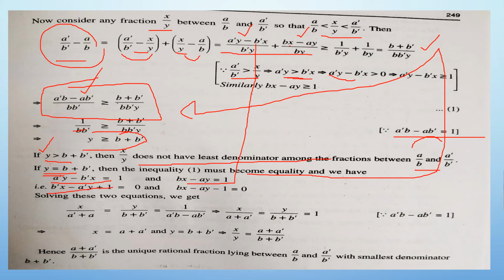So we get two equations in x and y. Now we will solve these two equations in x and y using the cross multiplication method, and solving these equations by comparing the first two terms with the third one, we get x over y is equal to this. So it is the only unique fraction lying between them with the smallest denominator. Okay, as here we have shown that y cannot be greater than b plus b dash, so it is the smallest denominator.